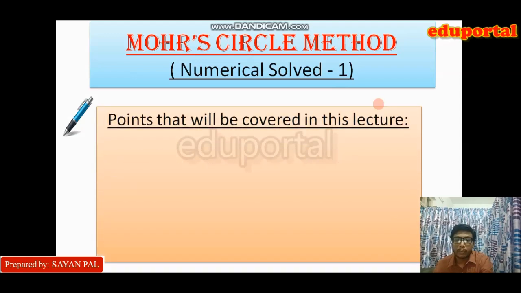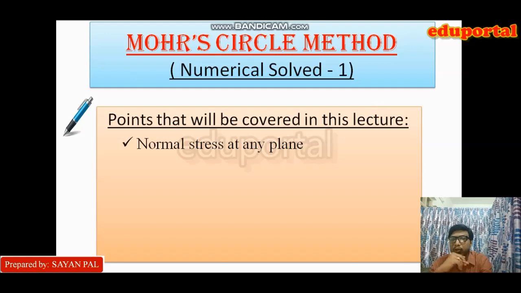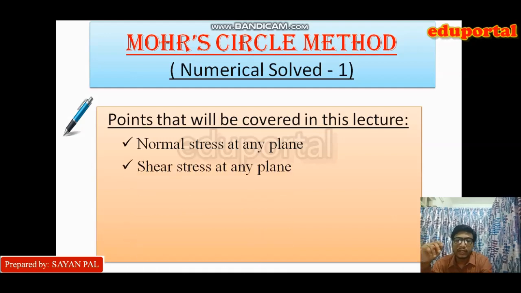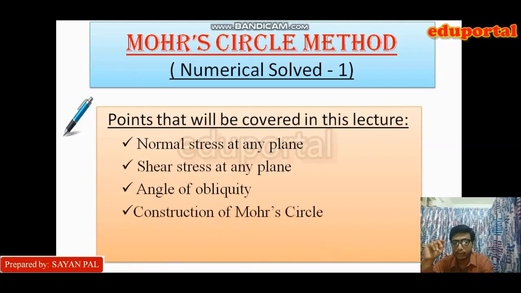The points that will be covered in this lecture are normal stress at any plane. A plane will be given, so you have to determine the normal stress acting on this plane, then the shear stress acting on the same plane, then the angle of obliquity, and then construction of Mohr circle. At the end of the video we will construct the Mohr circle, so you will also know how to draw a Mohr circle for a stress transformation problem. Let's see the question and begin the discussion.